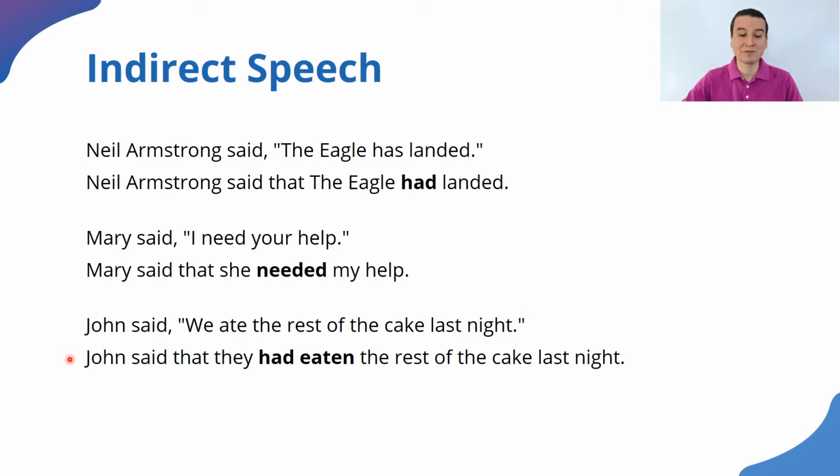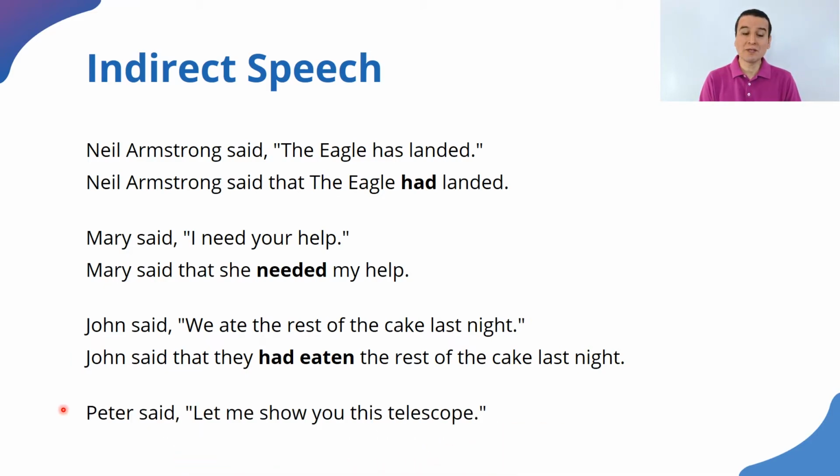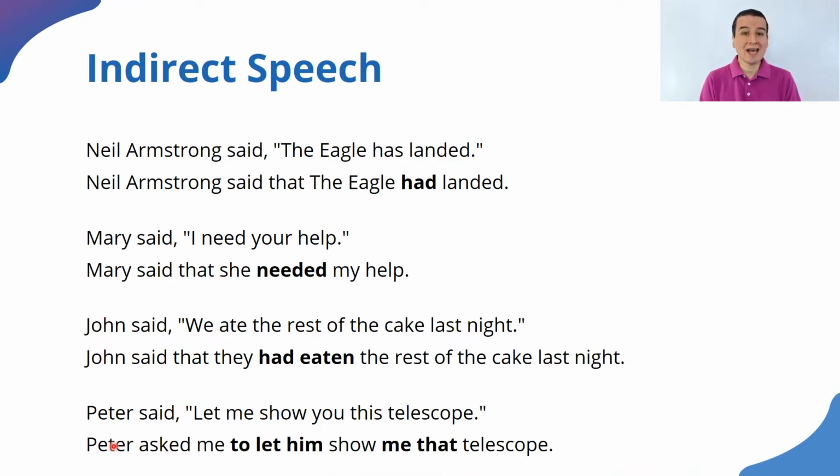All right? Good. Now, if we had something like this, Peter said, let me show you this telescope. I want to focus on vocabulary here. Peter said, let me show you this telescope. We could say, Peter asked me, because he was talking to me when he said, let me show you this telescope. Peter asked me to let him show me that telescope. All right. He said, let me show you this telescope. He asked me to let him show me that telescope. We transform this with that.